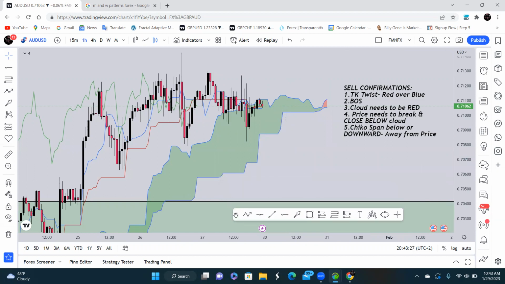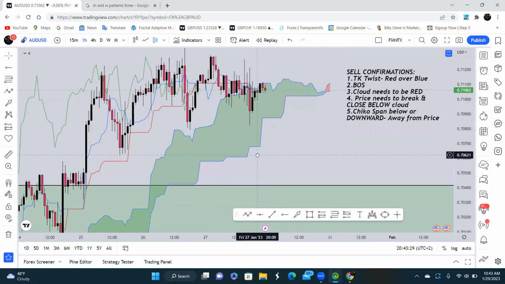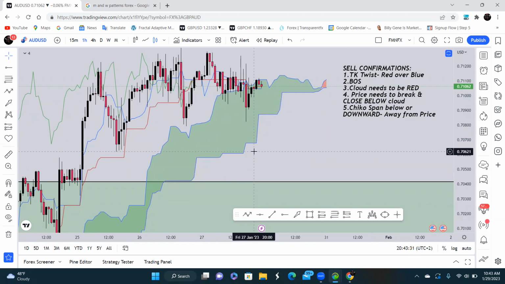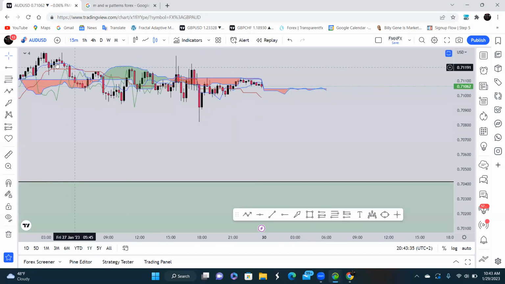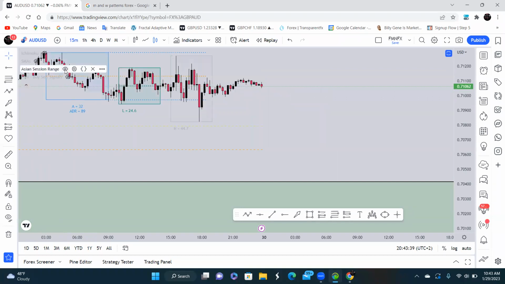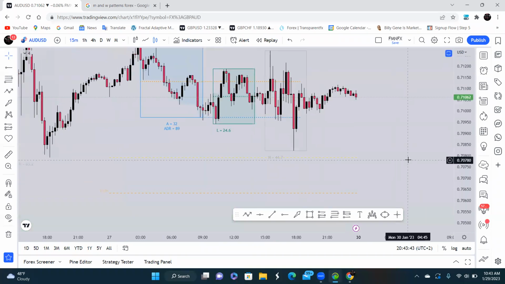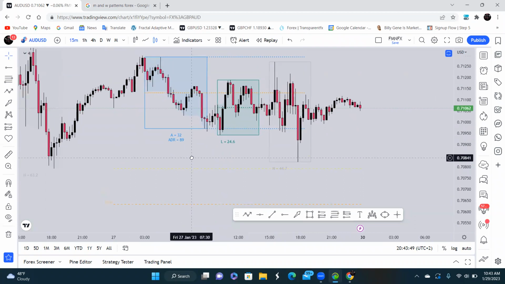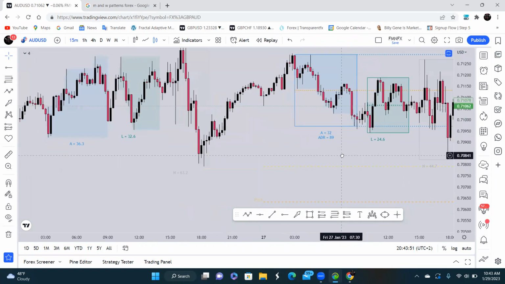I have no idea what the ADR, which is the average daily range, is for this. So let's check out the average daily range. Take this off. So it's not much. So 89 pips. Okay. So the average daily range is about 89 pips for this pair.